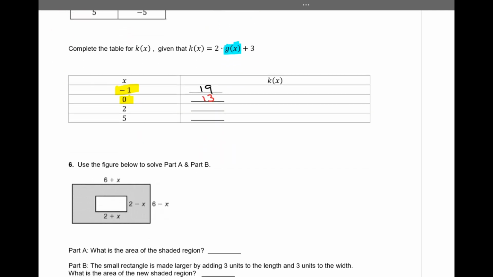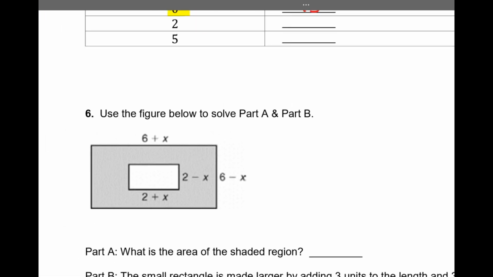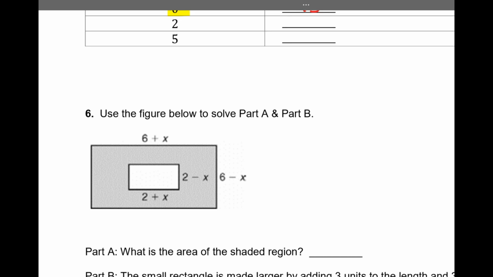All right, this one right here is probably the hardest question you will get on the test. But if you follow along, you will be able to do this effectively on the test. All right. So first it says, use the figure below to solve part A and part B. What is the area of the shaded region?